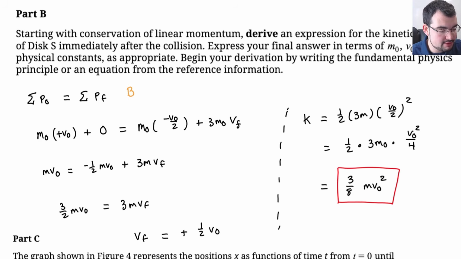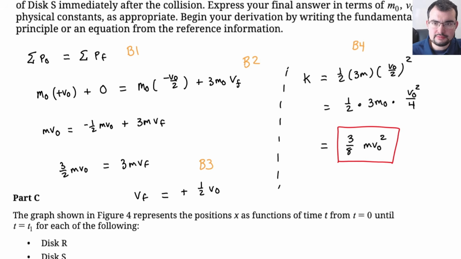Conservation of momentum is B1. Setup is B2. Speed after the collision is B3. And a correct substitution into kinetic energy is B4. I'm not necessarily sure your B4 has to be right to earn that point. Hard to say. All right, now for our graph.